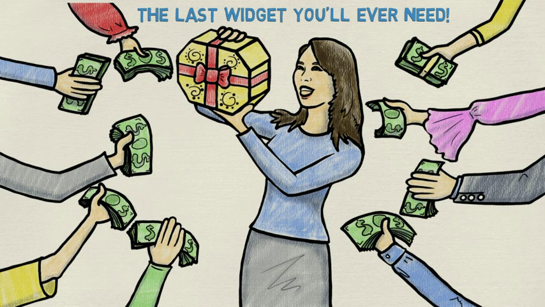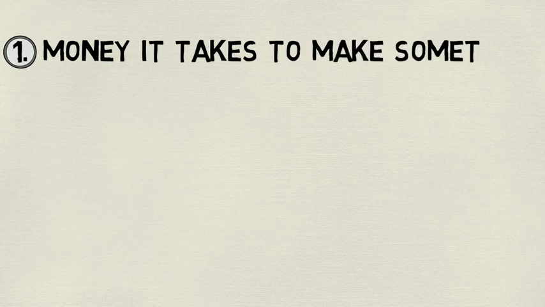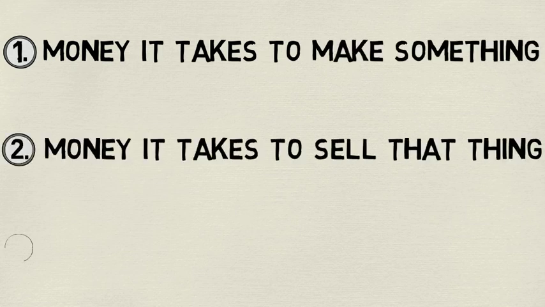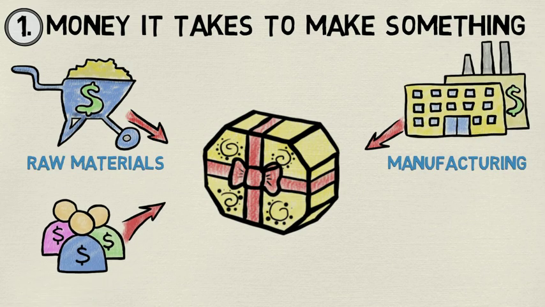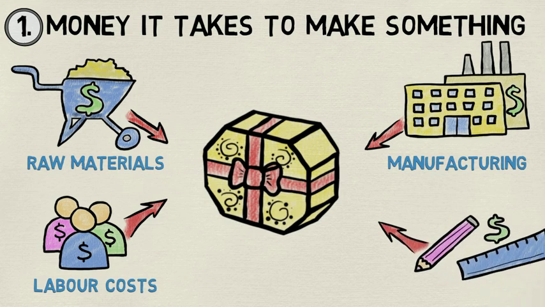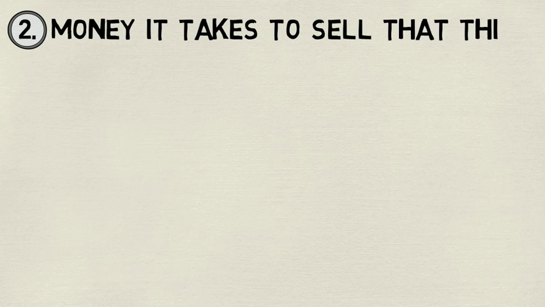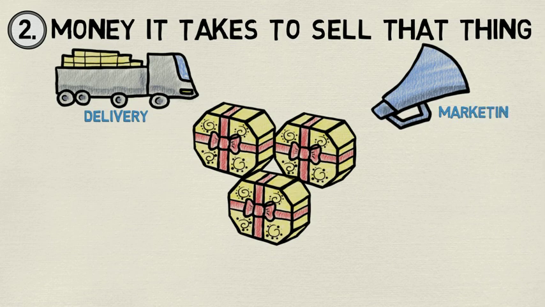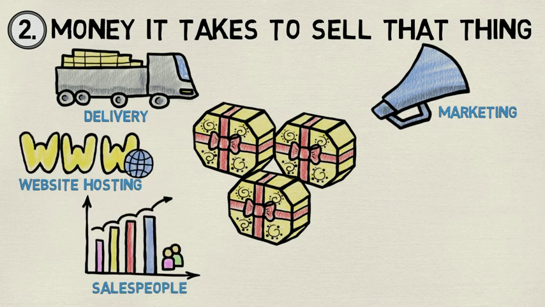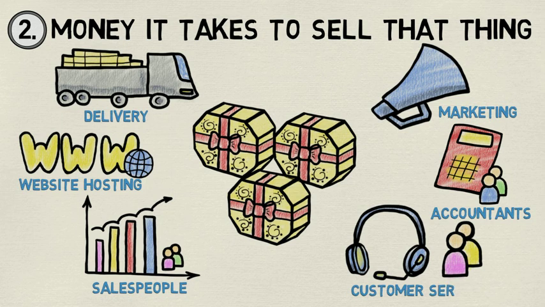In their simplest form, business models can be broken down into 3 parts. Money it takes to make something, money it takes to sell that thing, and how the customer pays. First, you need to figure out your costs to make what you're selling. Maybe they are raw materials and manufacturing costs, or maybe they are programmers designing an app. But don't forget that you'll need designers too. You'll then need to market and distribute your product. How will people know that they can buy it? This includes things like delivery, marketing, website hosting, salespeople, accountants, and even customer service representatives.